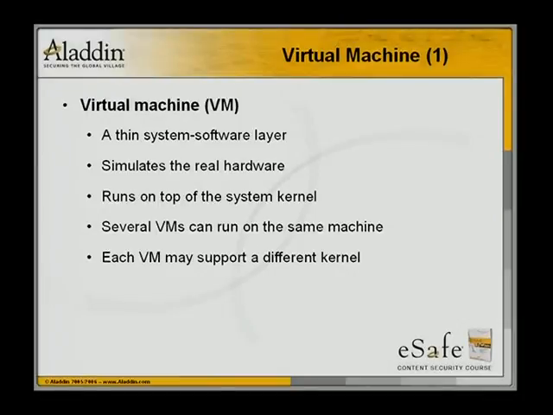Another type of protection in the operating system is something called a virtual machine. A virtual machine is a thin system software layer. It's basically software designed to run another operating system on my operating system. If you know, there's a program called VMware. VMware is basically software designed for me to install.